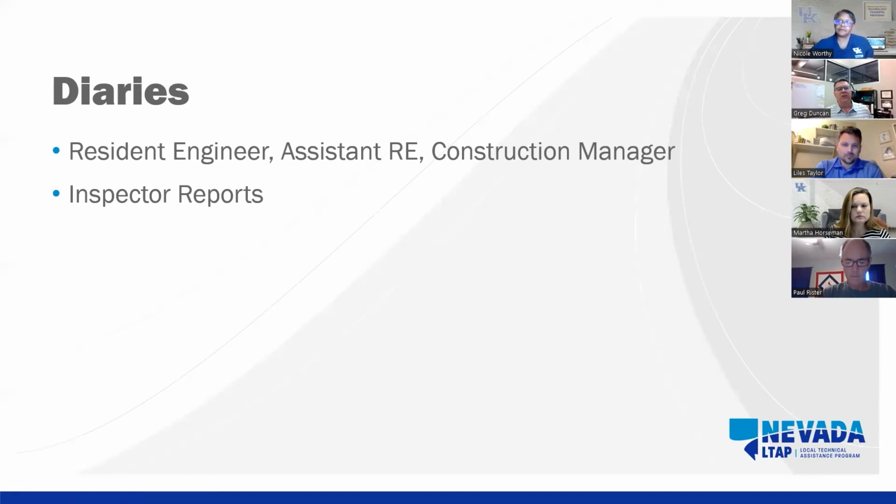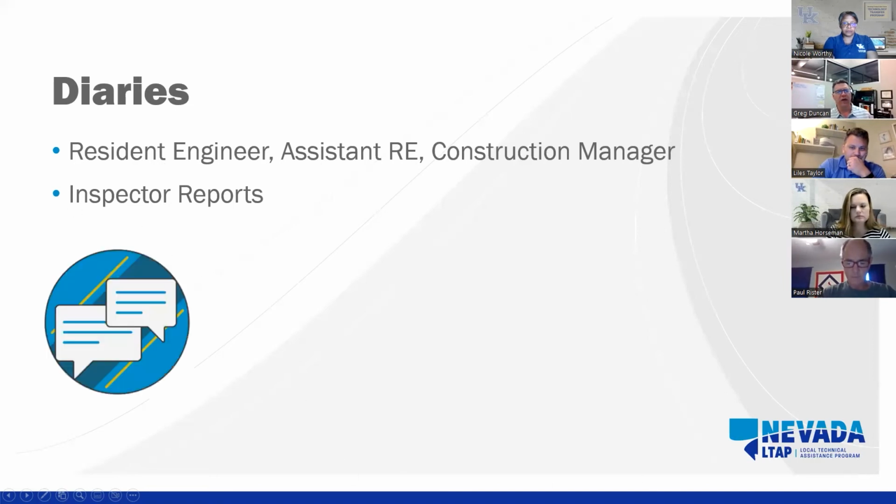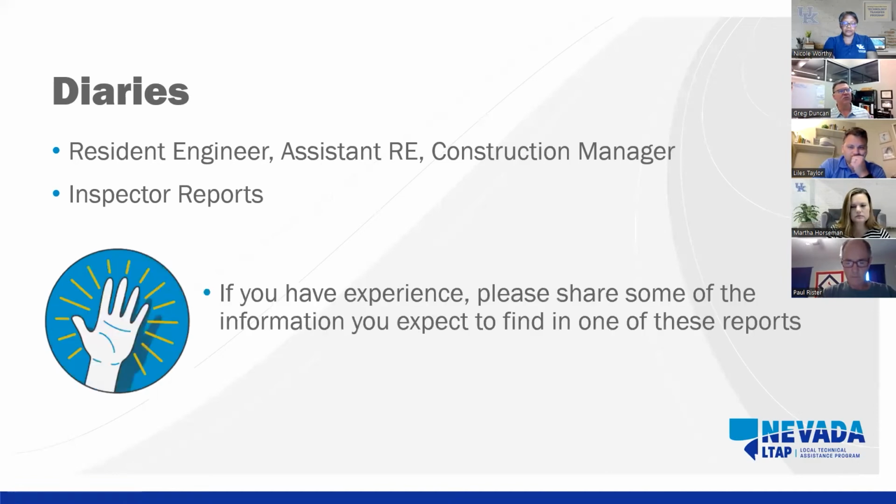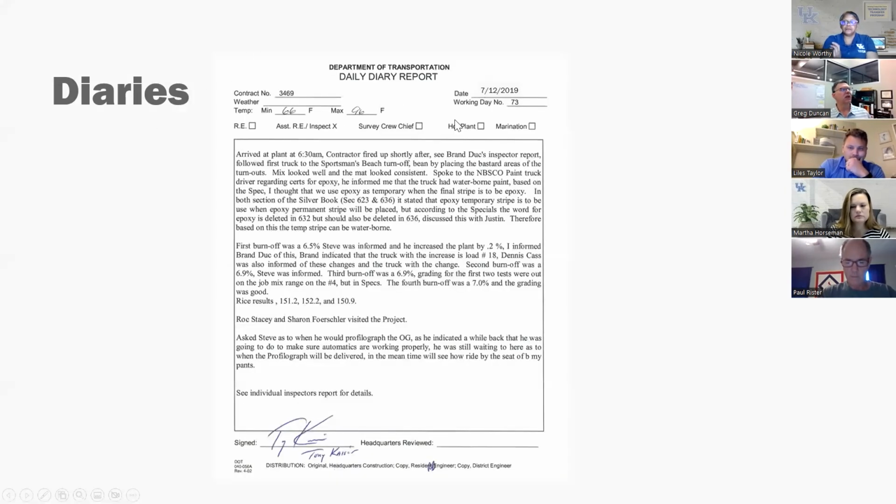One of the other ways to do that, the way we were all trained, perhaps, I'm in my 50s, was project diaries. That was a paper written document that the resident engineer and their inspection team kept. It included a lot of inspection reports, which may detail specifically what is going on. I see that several of you have experience with these. Let's take a look at a daily diary report.